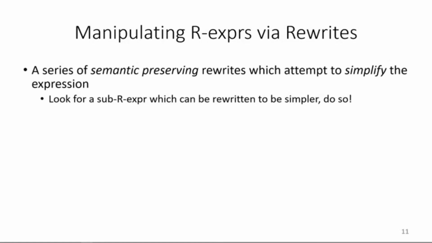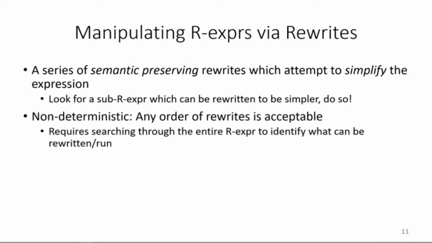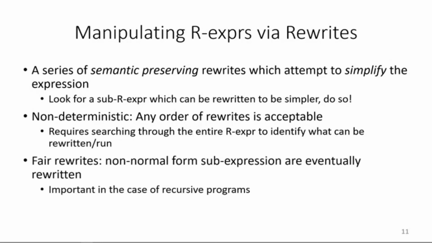All right, so now I'm going to talk about how we manipulate and rewrite these expressions to execute our programs. So our rewrites are designed to be semantic preserving and to simplify the expression. Our rewrites are non-deterministic, as there may be different rewrites that could be applied at any point. We are okay with any order of rewrites, even though this may give slightly different answers. Our system is fair between any of the available rewrites that we can use on an expression. This is important as a recursive program might not terminate if the system was unfair. And all of our core rewrites can be found in the paper.